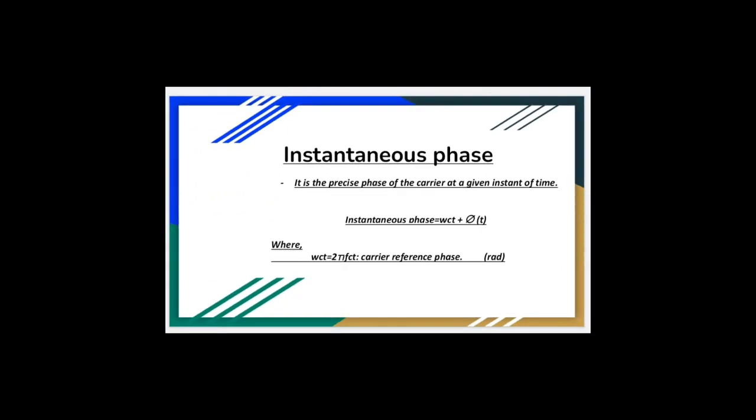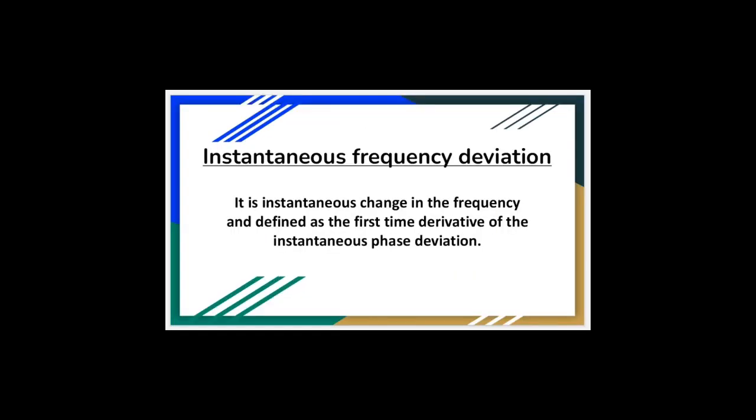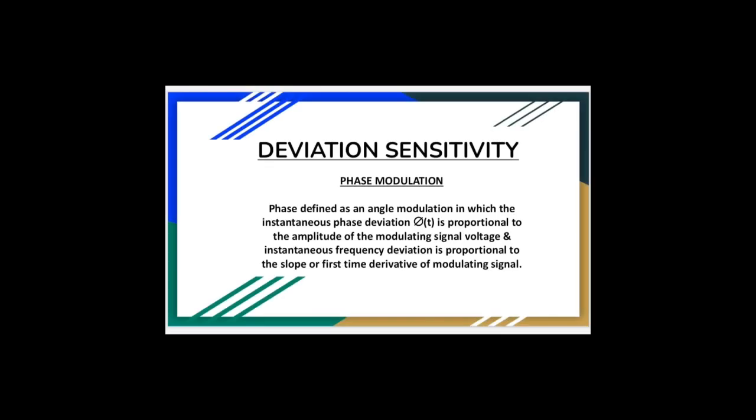Instantaneous phase: it is the precise phase of the carrier at a given instant of time. Instantaneous phase is equal to ωct + θ(t), where ωct = 2πfct is the carrier reference phase, and its unit is radian. Instantaneous frequency deviation: it is the instantaneous change in the frequency and is defined as the first time derivative of the instantaneous phase deviation.